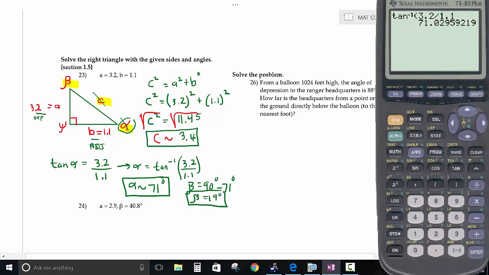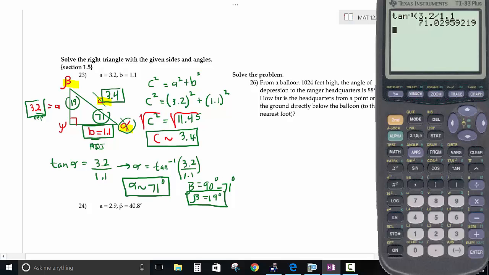Now one thing I want to show you guys on this, and I find this to be a real helpful thing to show students at this stage in the class. C is 3.4, so I have that. I'm going to just box in all my sides. I gave you 2 sides. Now we know all 3 of the sides. I gave you a 90-degree angle. Now we know that alpha is 71, and we know that beta is 19.